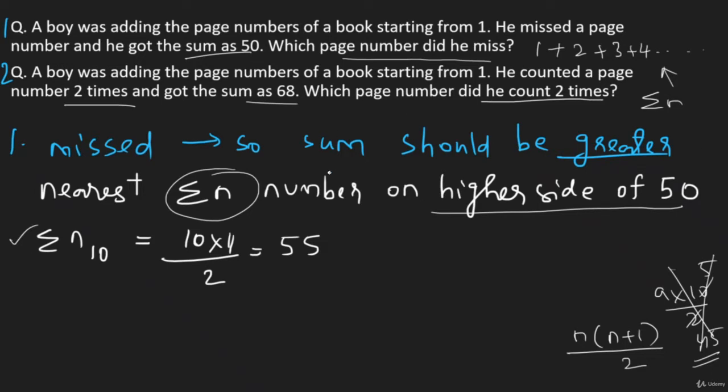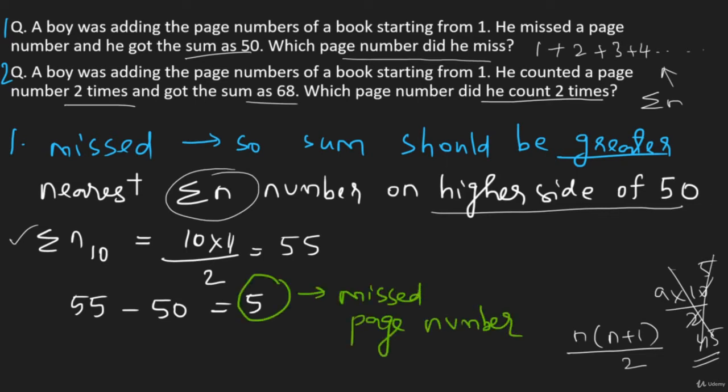Now, to find the number that he missed, we just need to subtract 55 minus 50. So when we do that, we get the answer as 5. So 5 is the page number that he missed adding, right? So if he had added all the page numbers correctly, he would have got the answer as 55. Because he missed 5, he got the sum as 50. Alright, let's keep this aside.